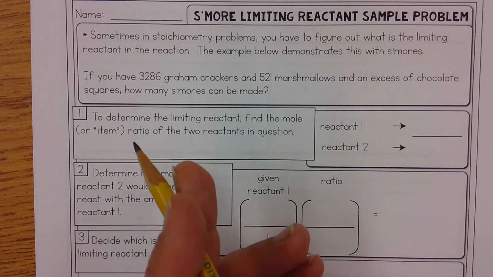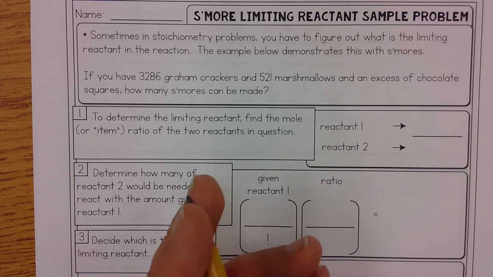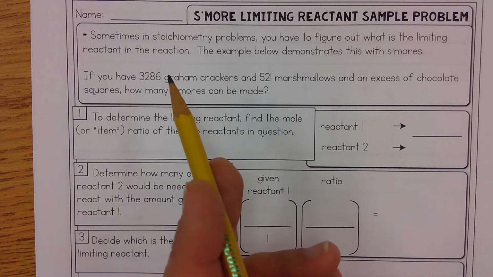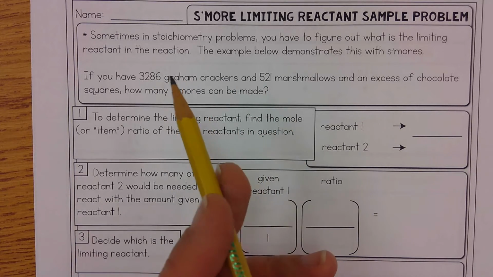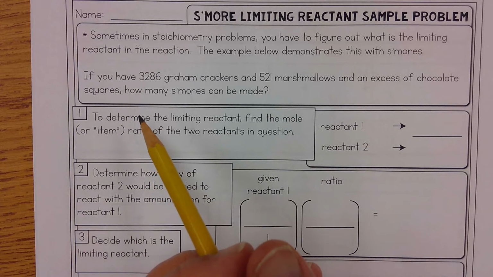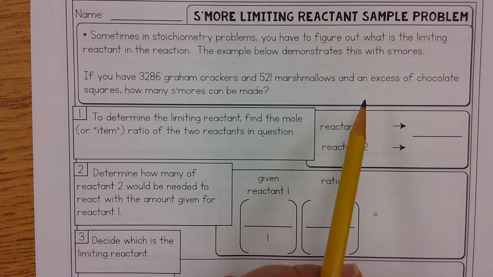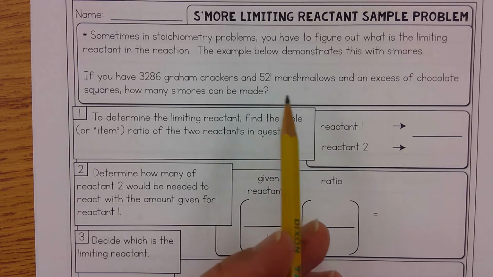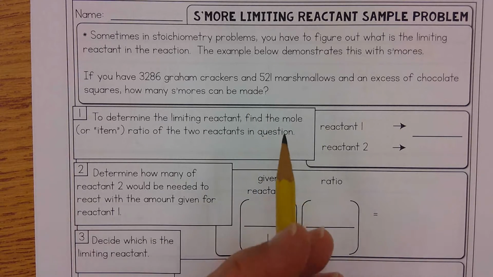Basically, a limiting reactant is this: when you're looking at a recipe, or a chemical equation that is a recipe for making something, there will be one of your ingredients, one of your reactants, that will run out first. So the limiting reactant is the one that runs out first, the one you run out of before any of the others. So it limits how much product you can make.